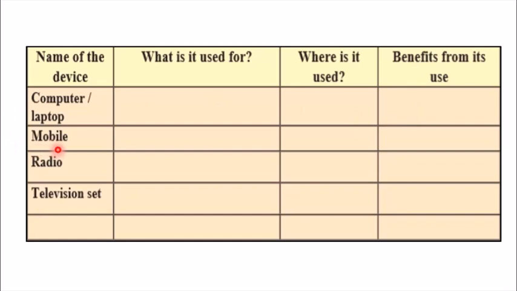Next is mobile. We all use mobile phones. Even you all must be having mobile phones of your own. So what is it used for? It is used for communication. It is used for social media, etc. Where is it used? It is again used in homes, in offices, in schools and various other places. What is the benefit? It is portable, that is, you can carry it anywhere.